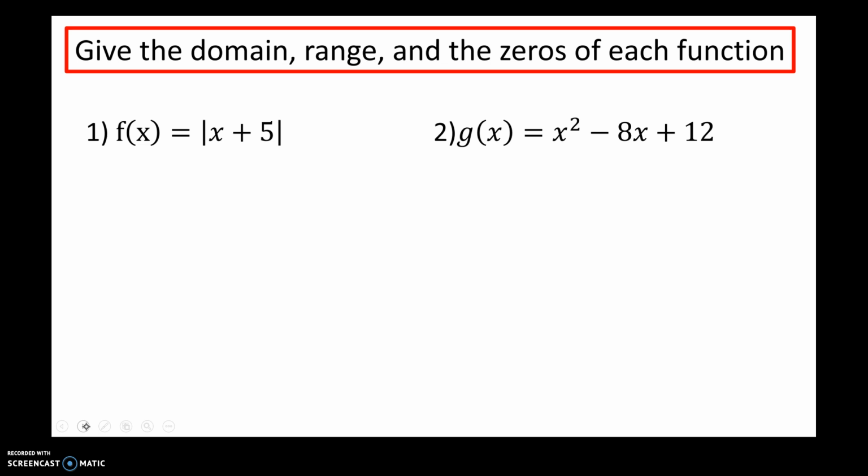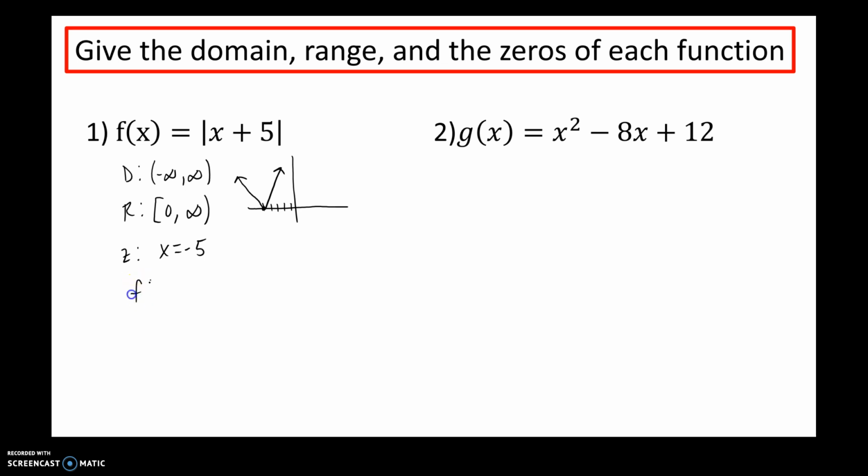Okay, domain, range, and zeros. So we said that the domain is all real numbers. If I use my parent function, this is my absolute value graph with a horizontal shift of 5 units to the left. So for my range, I can see my range is from 0 to infinity, all values bigger than or equal to 0. I guess I'll use interval notation. And my zeros are just x is equal to -5.